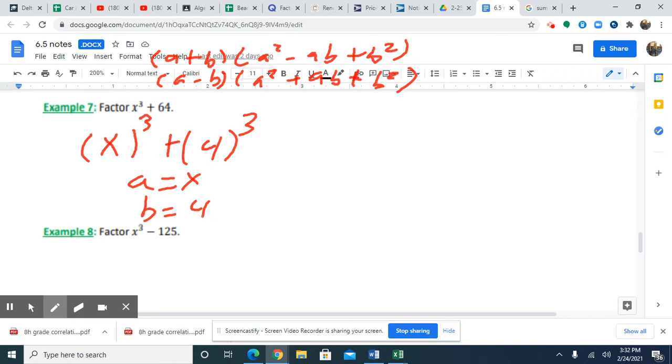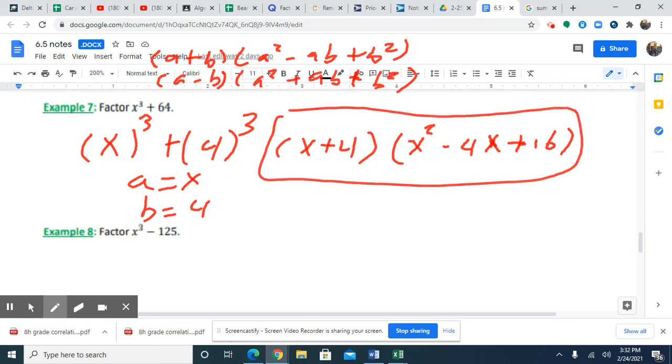So if we write this, we have a plus b, so x plus 4. And then we have a squared, so that's x to the power of 2. And ab together, which is 4x. And then b squared, which is 4 squared, which would be equal to 16. And that's our factored answer.